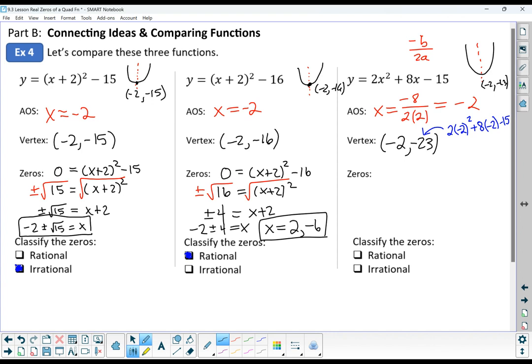Okay, the zeros of this function. Well, I can't use the square root method anymore. You could do some completing the square if you wanted to, but I'm going to go ahead and just use the quadratic formula. So we're solving the equation 0 equals 2x squared plus 8x minus 15. So our x values are -b plus minus the square root of b squared minus 4 times a times c, all over 2a. Okay, so that gives us -8 over 4. Let's see, the square root is 2 root 46. Hope I got that right.